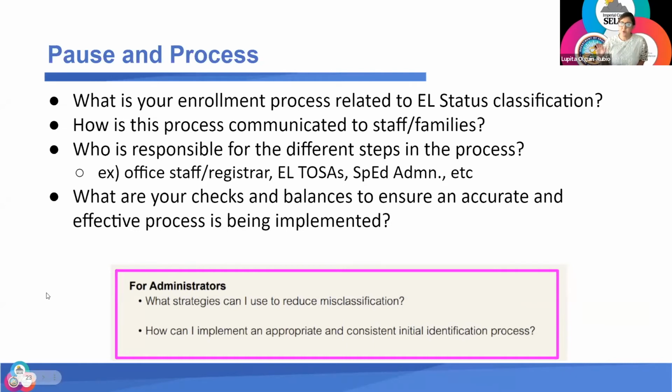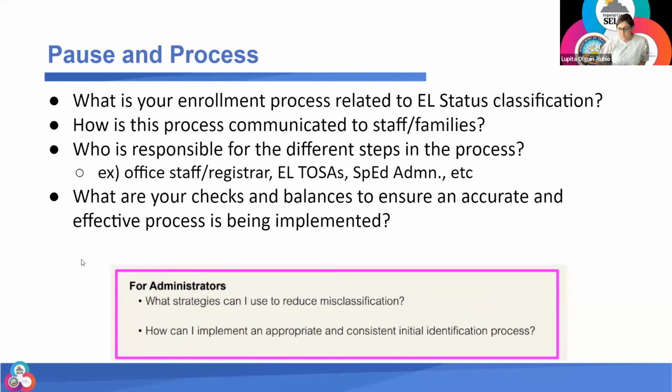In this section, we're going to give you some time to do exactly that. Use the Jamboard as you deem fit to gather your thoughts, jot down some questions or some statements based around the information that we shared with you and these questions. Be thinking about your current enrollment process. How is this process communicated to staff? Who is responsible for the different steps? What is their responsibility? And what are the checks and balances that are in place to ensure that there's an active, accurate and effective process for gathering student data, student information?